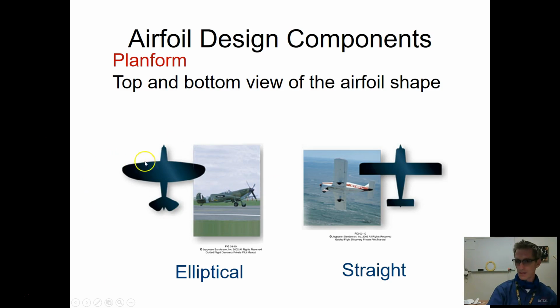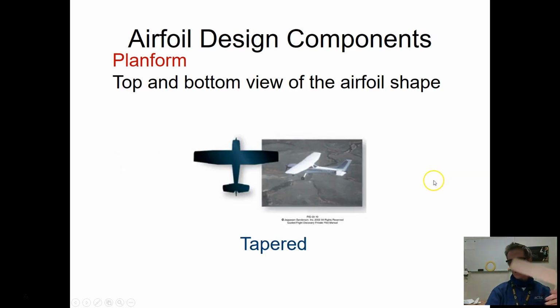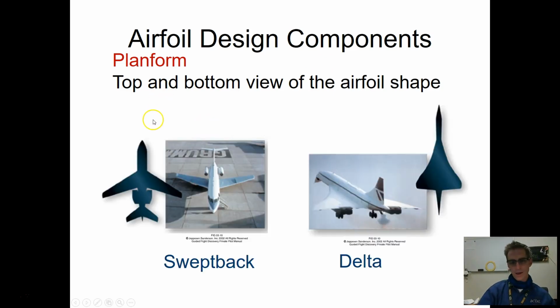You can see right here we have elliptical and we have straight, and then this airplane is similar to the one on the screen, but this is a tapered view. I'll back up a little bit so that you can see. You can see that the top does slope down a little bit. All right. The trailing edge of my wings is straight, but the front's tapered. This is still considered tapered. All right. So that's a tapered airfoil.